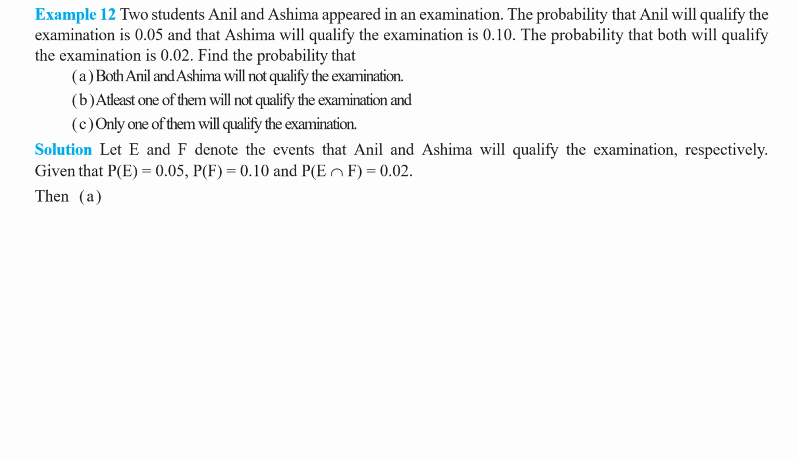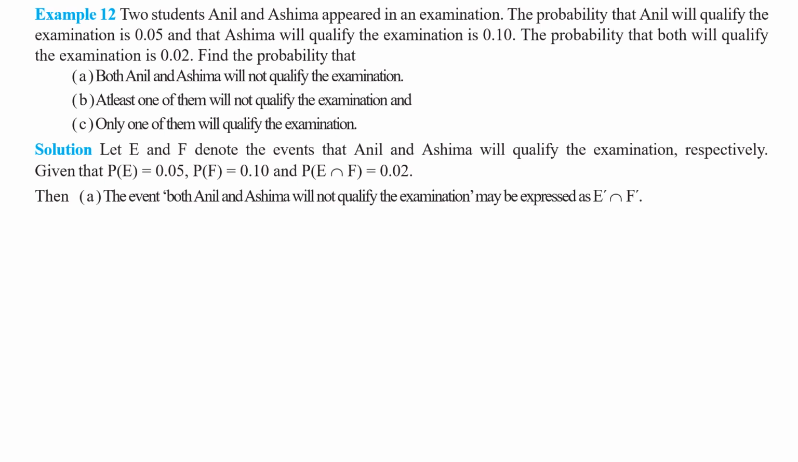Then come to the first one. What is the first event? Both Anil and Ashima will not qualify the examination. We have to find the probability of this event. How do you denote this event? E dash intersection F dash. E dash means Anil does not qualify. Ashima not qualifying is denoted by F dash. So both will not qualify means E dash intersection F dash. Understood this event, my children? Understood this notation?